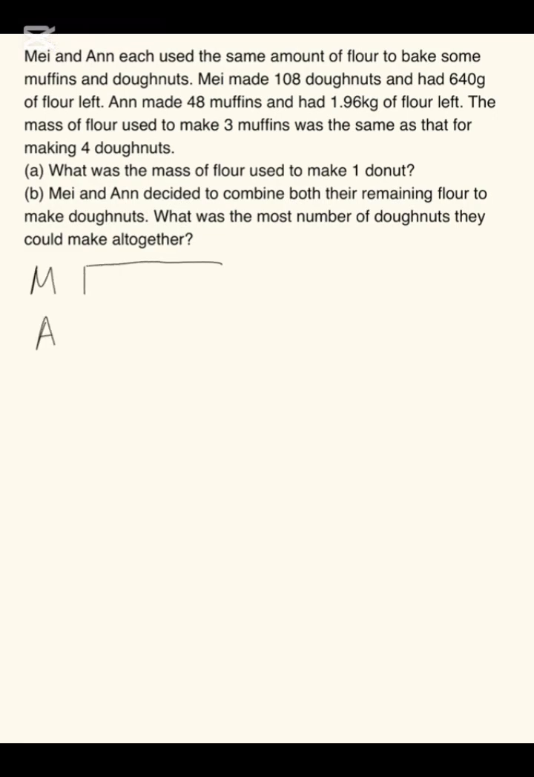Since they had the same amount, I'm just going to draw a rectangle model and duplicate this because they have exactly the same amount of flour. Then let's fill in the information. Mei made 108 donuts and had 640 grams left. Ann made 48 muffins and had 1.96 kg of flour left.